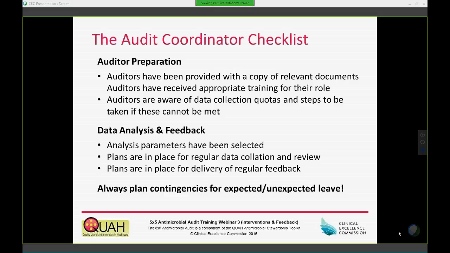Before you start collecting data, you should definitely already have plans in place regarding who's going to collate and review that data, and how often they're going to be doing that. You should also have some plans in place for delivering your regular feedback to prescribers and other stakeholders. And the last point there is that for every responsibility that you're assigning, you need to have some contingency plans in place already, because people are always going on leave or unable to fill their role for whatever reason, and you're going to need some plans in place that you can fall back on in those instances.